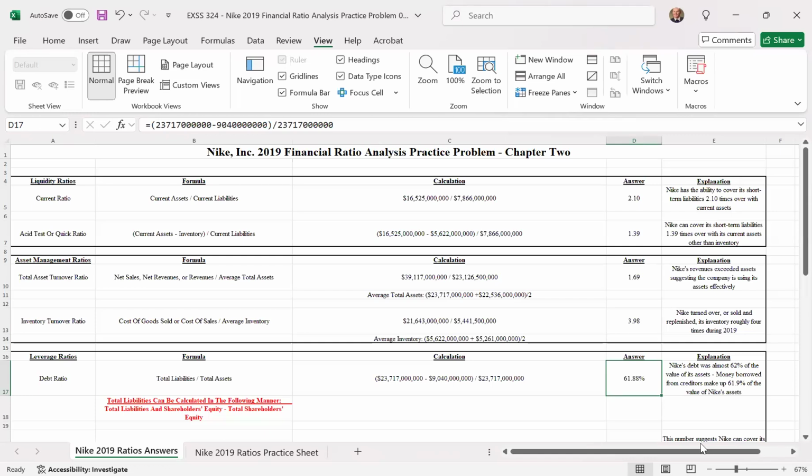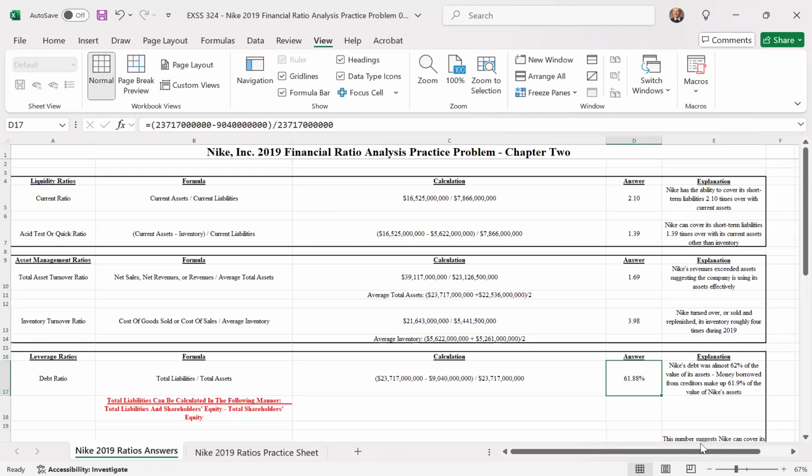It should look like 61.88%. Essentially, Nike's debt was almost 62% of the value of its assets. Money borrowed from creditors made up almost 62% of Nike's value of assets. That's a telltale sign and a bit of a red flag, because remember what we talked about in our previous video in the module: you want to be in that 30 to 40% range or even lower.